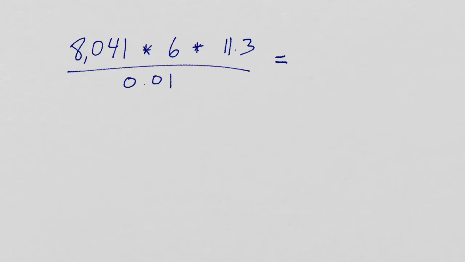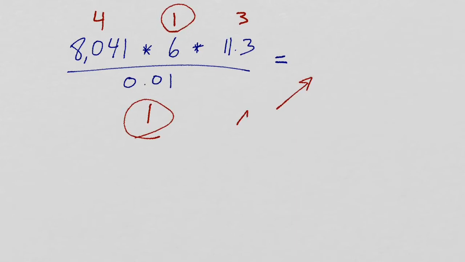We can look at a different problem. 8041 times 6 times 11.3 divided by 0.01. Let's identify the number of sig figs in each of these. 8041, this has 4 sig figs. 6, that's just 1 sig fig. 11.3, that's 3 sig figs. And 0.01, that is just 1 sig fig. So our lowest number of sig figs is 1. So our answer will only have 1 sig fig.